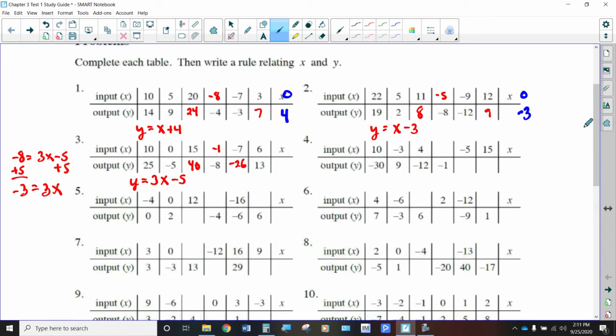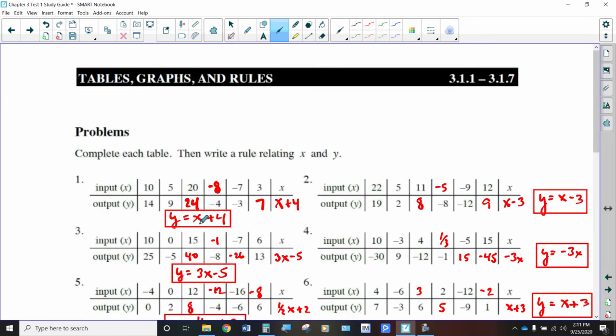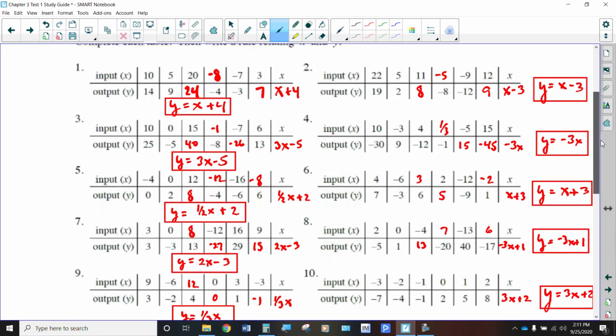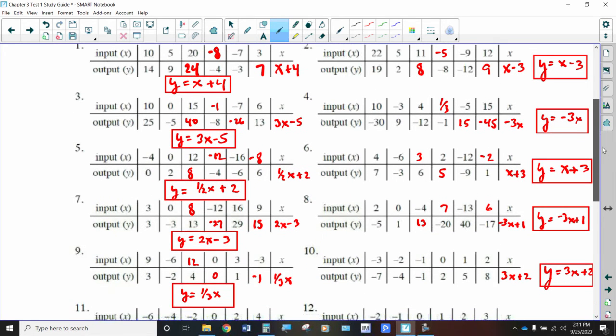Okay, so let's go ahead and take a look at all of these tables. Sure enough, x plus 4, x minus 3, 3x minus 5. Go ahead and take a look at these other answers.